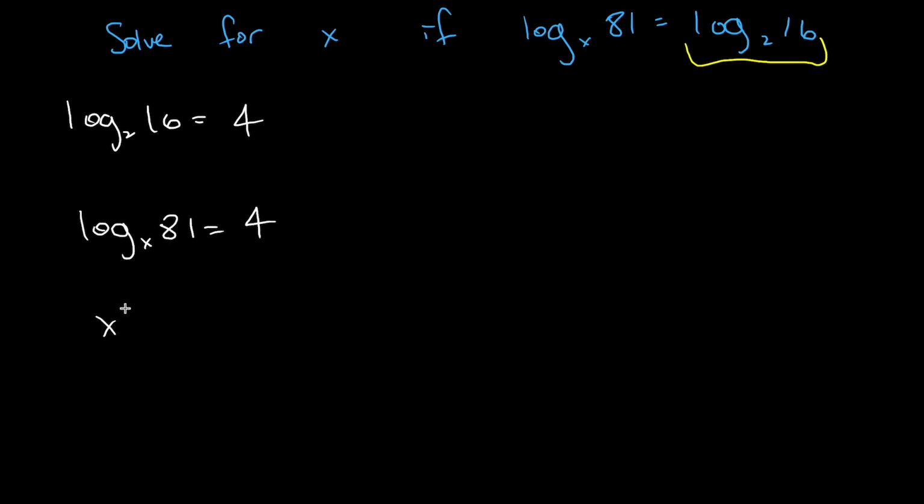So x to the power 4 is equal to 81. Well, what to the power 4 is equal to 81? We know that 3 to the power 4 is equal to 81. So x is equal to 3.